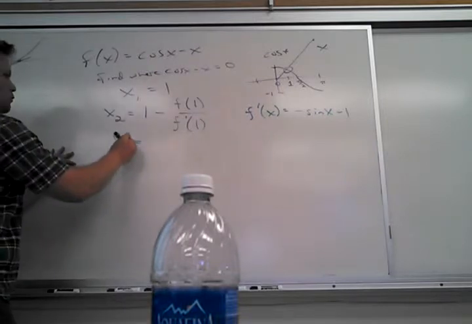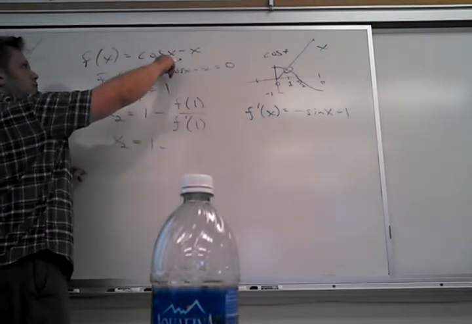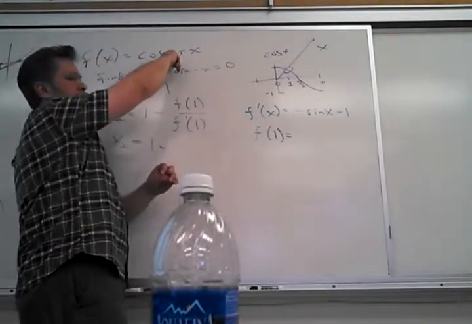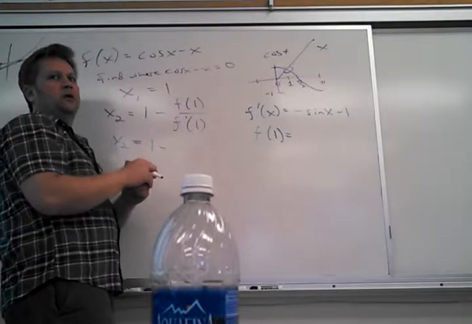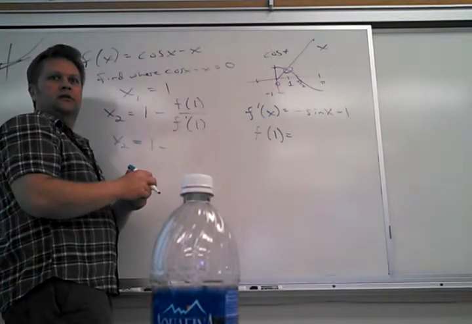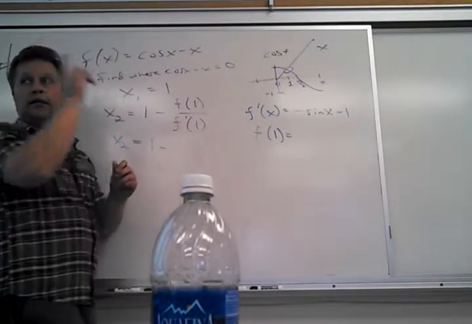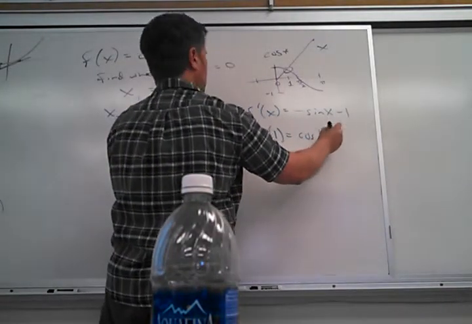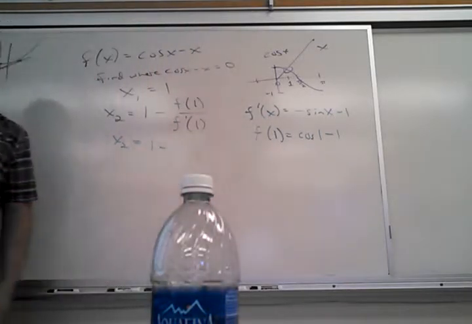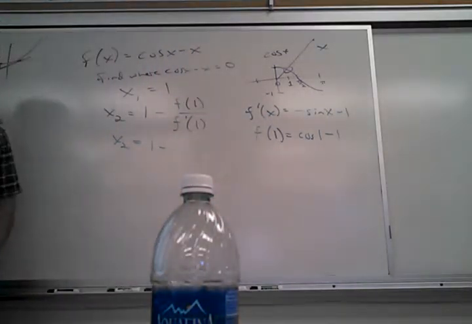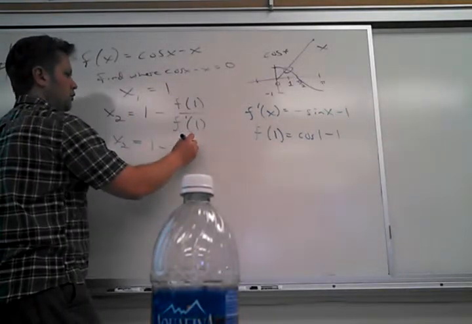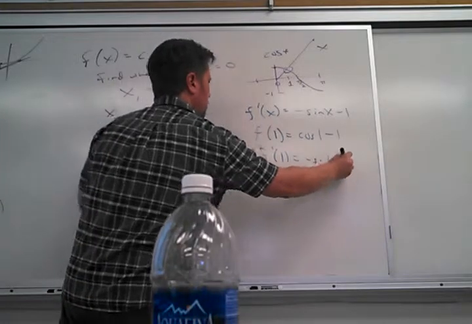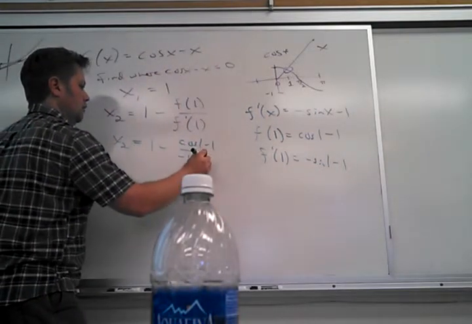So what's x2 going to be? It's 1 minus, what's f of 1? You've got to be careful. You're thinking backwards. We should be doing this in radians, right? Yes, I love it. It's got to be radians. So it's cosine of 1 minus 1, right? Let me just put it up there like that, and then we're going to put it in the calculator at the end. So 1 minus cosine 1 minus 1, and then what's f prime of 1? Negative sine 1 minus 1.